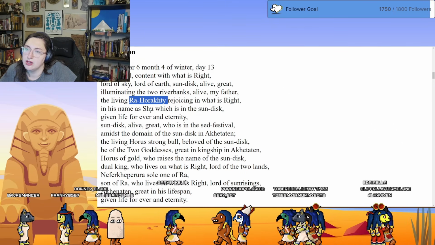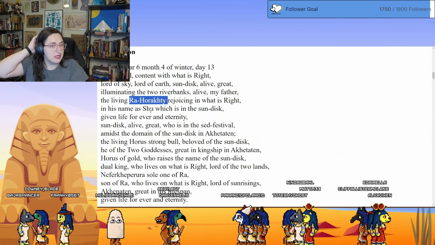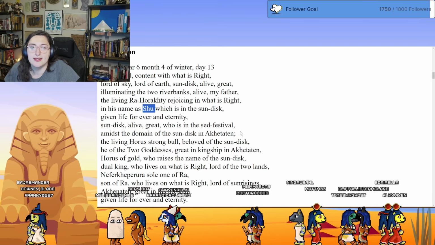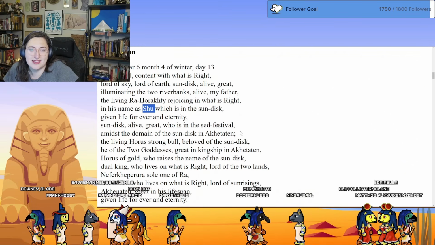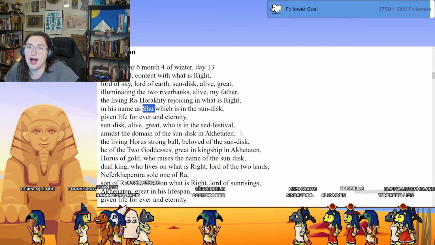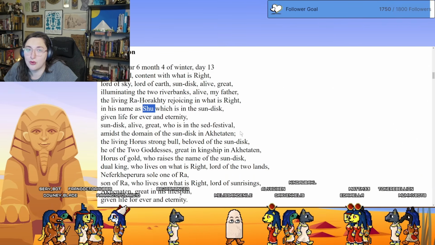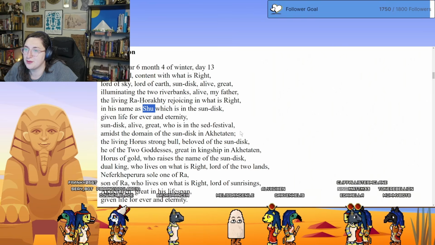But he's actually acknowledging both Re Herakti and Shu, who are 2 different gods, in this text. People think that he literally forgot about all the other gods, and it's not true. He just glorified one of them, pretty much.